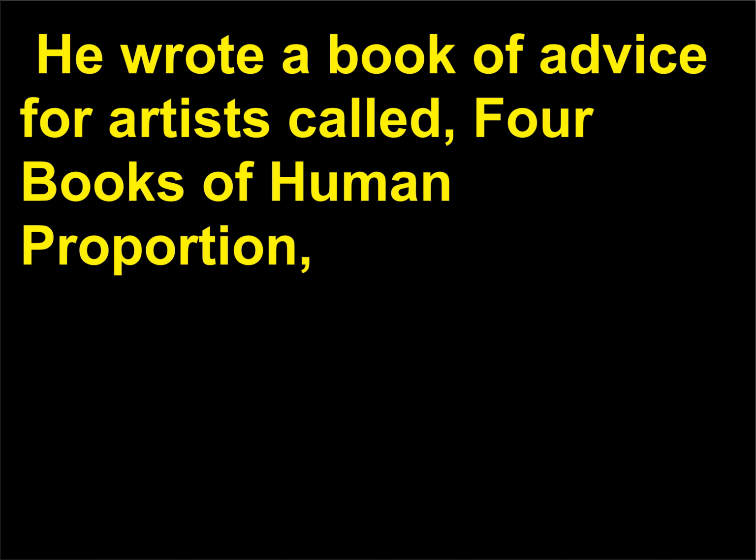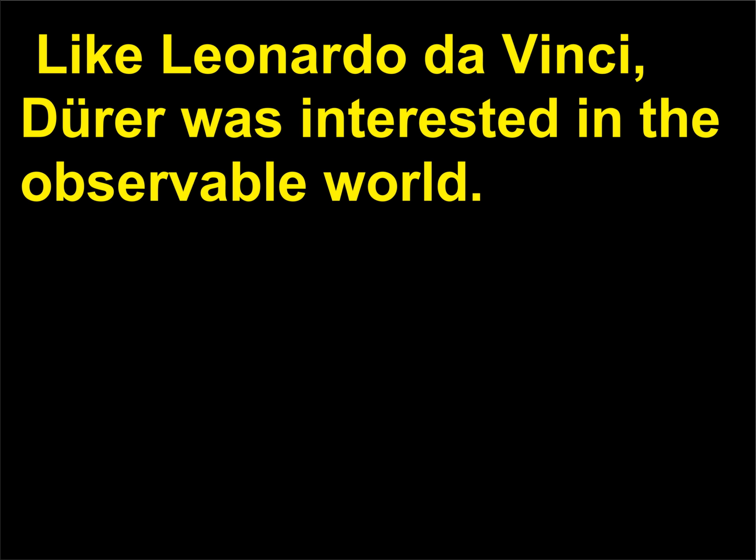He wrote a book of advice for artists called Four Books of Human Proportion, and was known to be self-confident and scientifically minded. Like Leonardo da Vinci, Dürer was interested in the observable world.